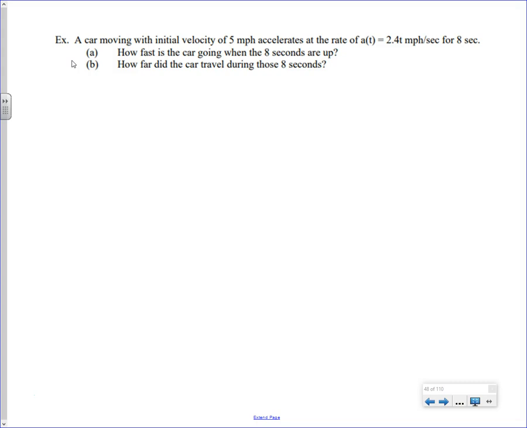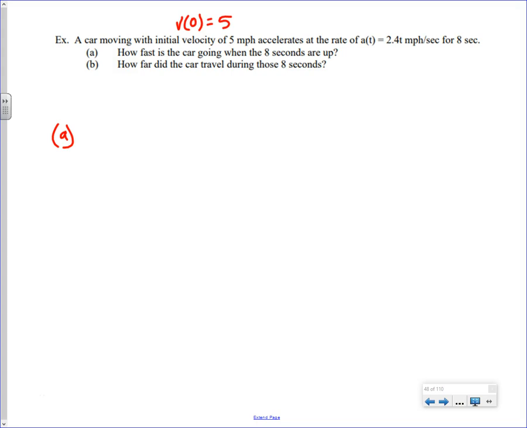Guys, let's read this problem. A car moving with an initial velocity. Okay, so can't I name my S of 0 equal to 5? Is that okay? Yes. Cool. Accelerates at the rate of A equals 2.4 miles per hour per second for 8 seconds. Well, yes, but position, good question. I just read initial and I was being silly. Initial velocity, V of 0 equals 5. Thank you. That was very important.